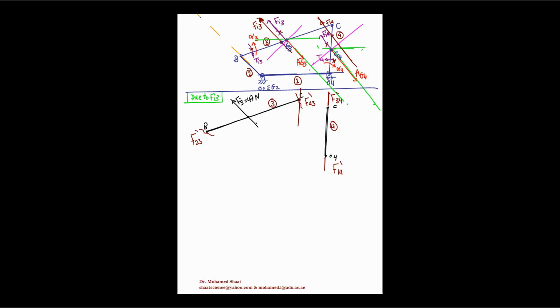And remember that there is no need to draw any force polygon for link number 4. Why? It is a two-force member and there is nothing more that we can do for this link. Now we have to work on link number 3. Link number 3 is a three-force member.